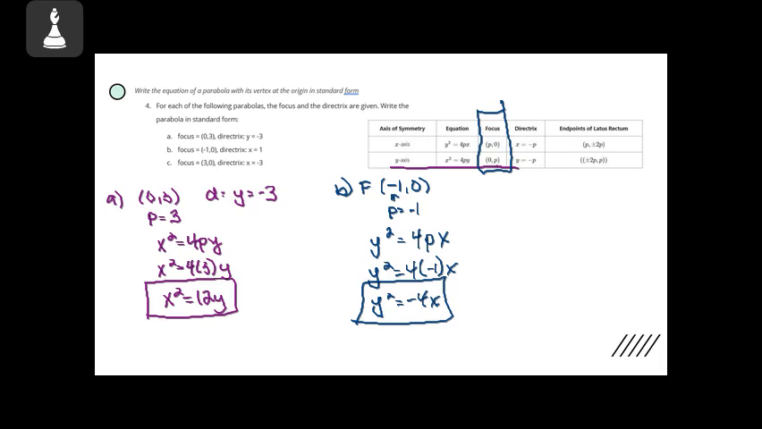Last one, our focus is 3, 0. That means, because all of these have their vertex at the origin, that p is equal to 3, and that's going to follow the one we just did, the y squared equals 4px version. So if we plug in p is 3, we have y squared equals 4 times 3, or 12x.